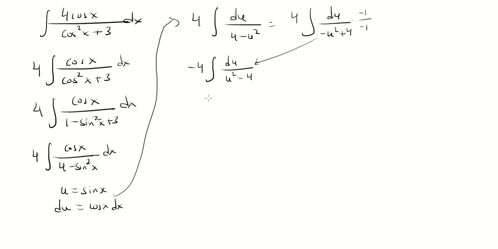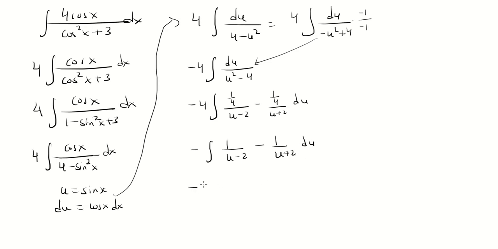Okay, now at this point, I can break this up further into two fractions. So this will be 1/4 over u minus 2 minus 1/4 over u plus 2 du. And then I can factor out the 1/4, multiply by the negative 4, it would be negative, and then integral 1 over u minus 2 minus 1 over u plus 2. So I have a negative outside. The integral of 1 over u minus 2 is ln absolute value u minus 2 minus natural log absolute value u plus 2 plus c.